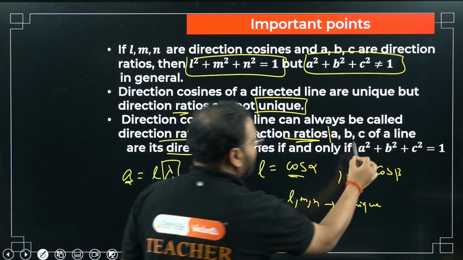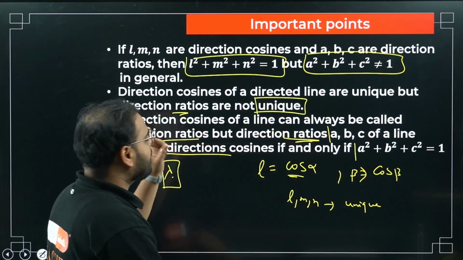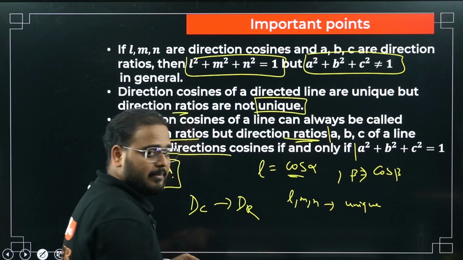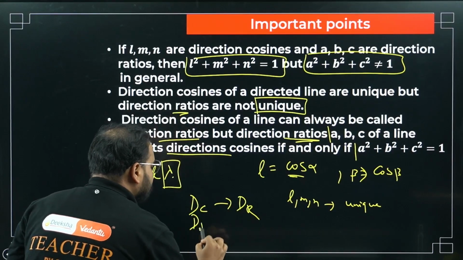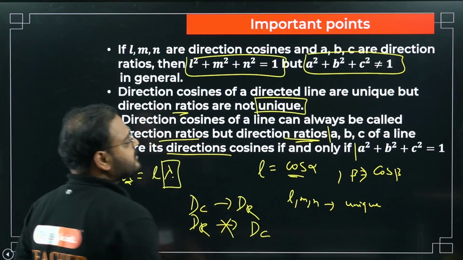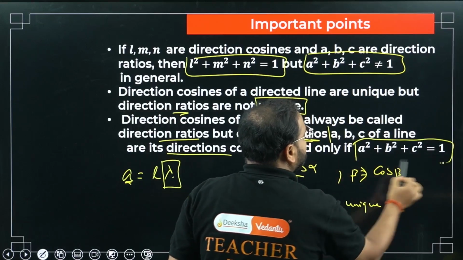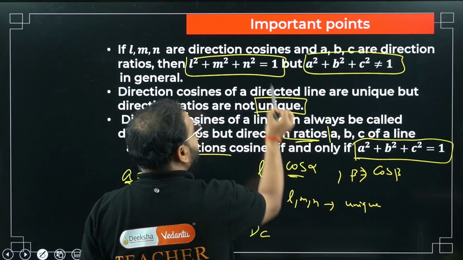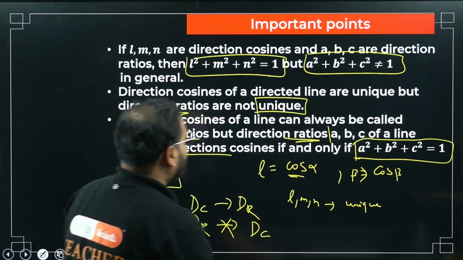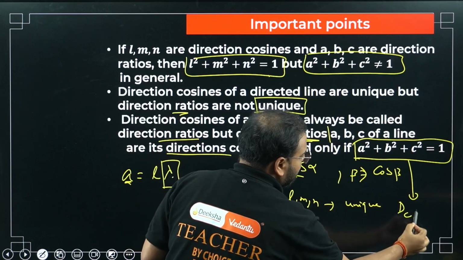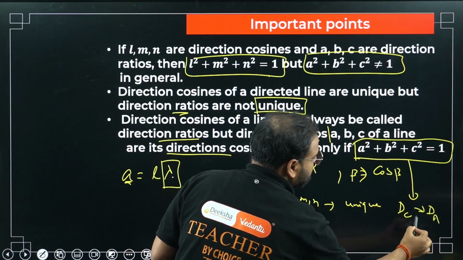Pardon me, let me repeat the same thing. I can say direction cosines are the same as direction ratios all the time, but direction ratios cannot be called the same as direction cosines all the time. The only case which is true is when this condition is valid: a square plus b square plus c square equals 1. Then it will match, and in this condition only we can call direction cosine and direction ratio the same, both ways.